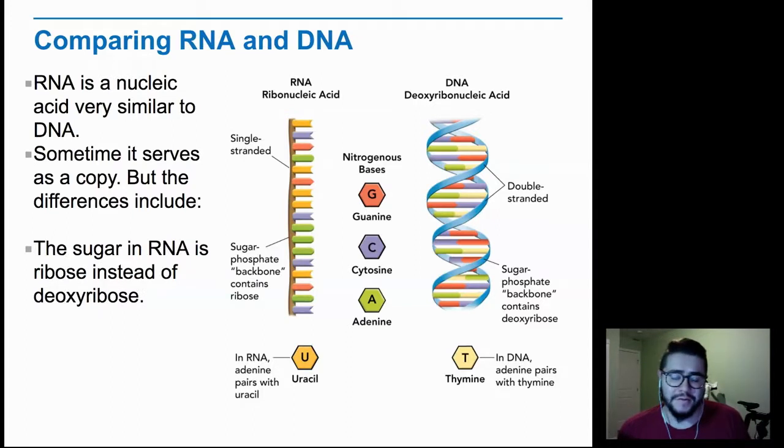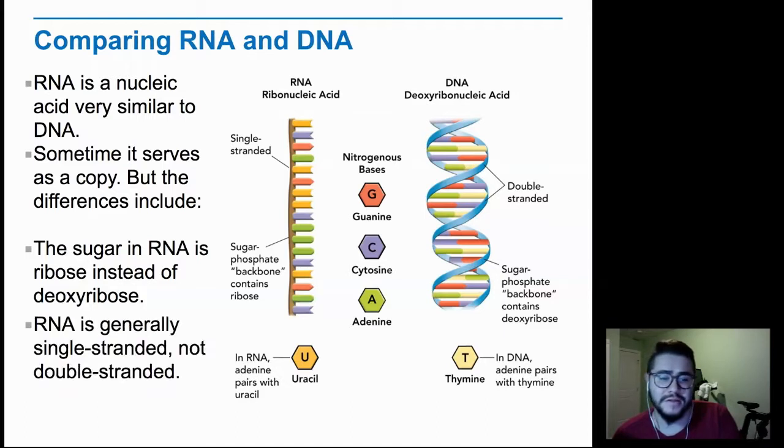In the backbone of RNA, it uses the sugar ribose instead of the sugar deoxyribose. If you remember, in DNA molecules, the nucleotides are made of deoxyribose sugar, a phosphate group, and a nitrogen base. Same thing for RNA, except the sugar is ribose instead of deoxyribose.